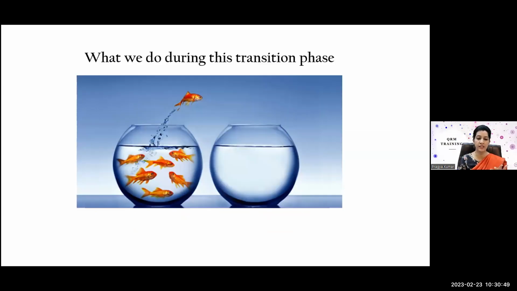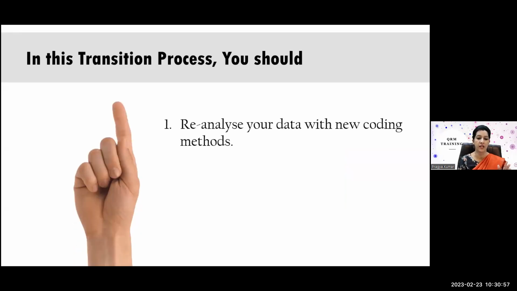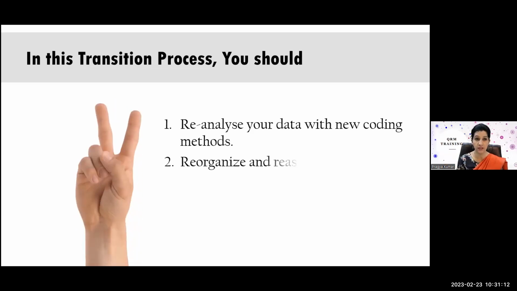So in this transition phase, what do we do? You reorganize, you reconfigure the codes which you have made in the first cycle. In this case, you can apply new coding methods. Initially I said that there are multiple options, 8 to 9 coding methods. So again, you can try using some other coding methods which you have not used in the first cycle. You will just reorganize the existing codes.